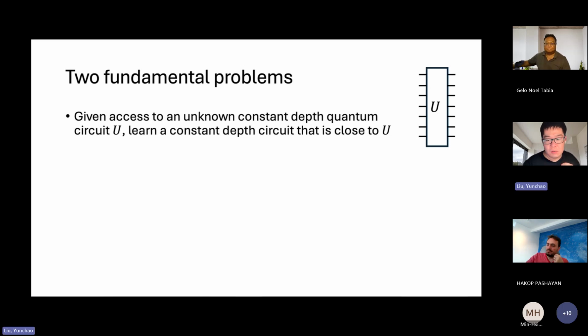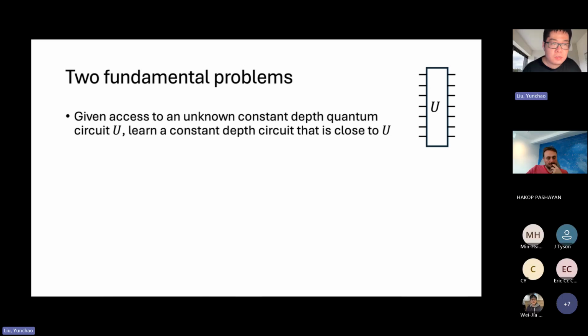Here is the first problem, learning shallow quantum circuits. Here we imagine that we are given access to an unknown constant depth quantum circuit U, as shown on the right-hand side. Our goal is to develop a learning algorithm to learn a constant depth quantum circuit that is close to U. Imagine that we can perform some experiments by preparing some input states and measuring the output. Based on these experiments, we want to figure out what the circuit diagram is.